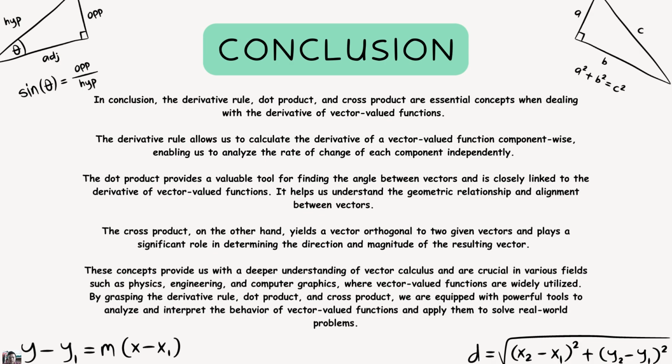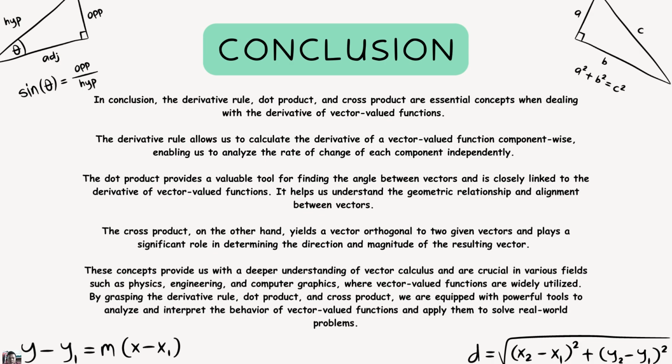Okay, last but not least, in conclusion, the derivative rule, dot product, and cross product are essential concepts when dealing with the derivative of vector valued function. The derivative rule allows us to calculate the derivative of a vector valued function component-wise and enables us to analyze the rate of change of each component independently. The dot product provides a valuable tool for finding an angle between vectors and is closely linked to the derivative of vector valued function. It helps us understand the geometric relationship and alignment between vectors.